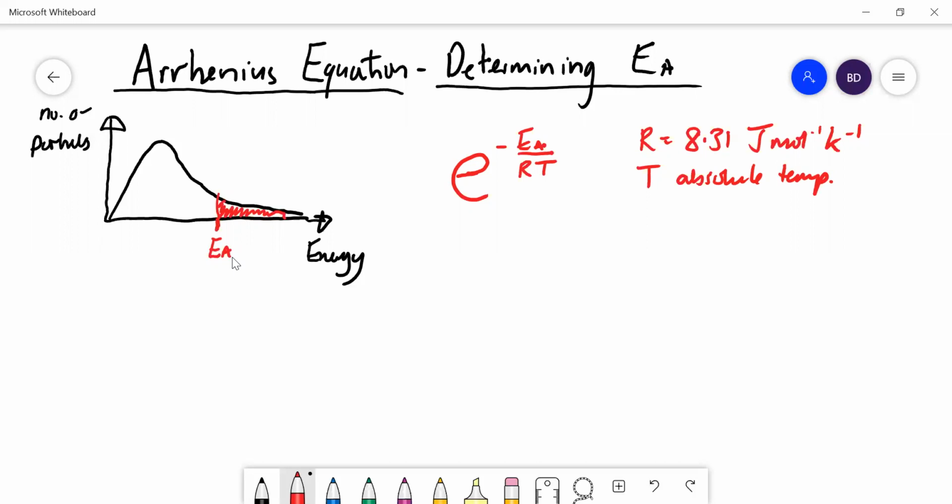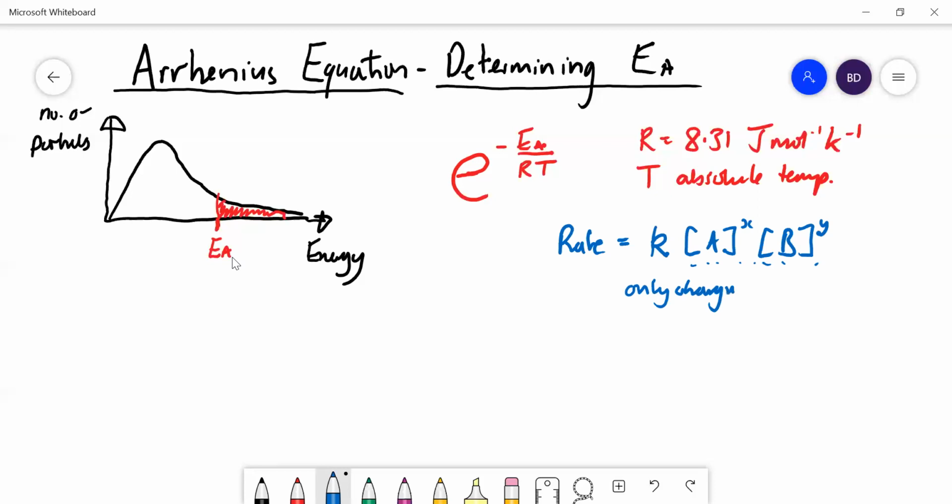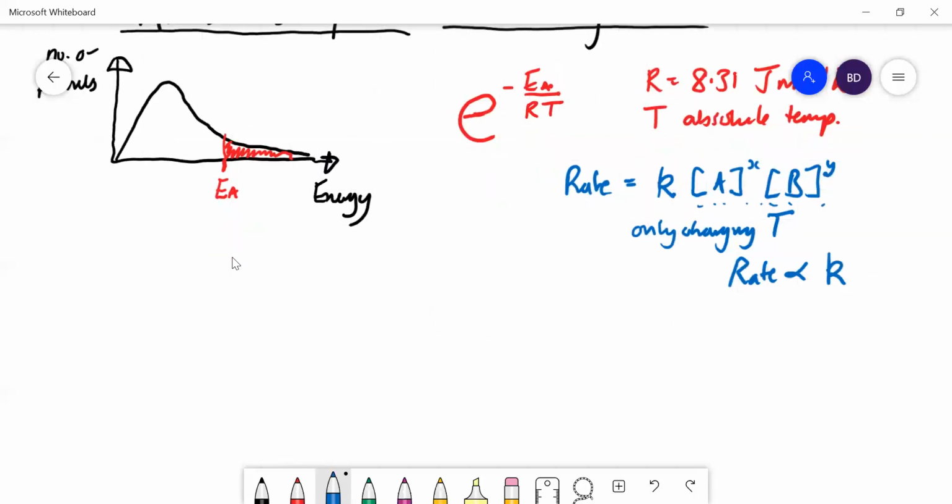It kind of follows on from that, well, let's just write down the rate equation. We've got rate is equal to k[A]^x[B]^y, etc. So that means if you keep the concentrations the same, don't mess about with the concentrations, and you only change the temperature, okay, only changing T, then rate is proportional to the rate constant. And we can kind of interchangeably use those. You'll see a bit later.